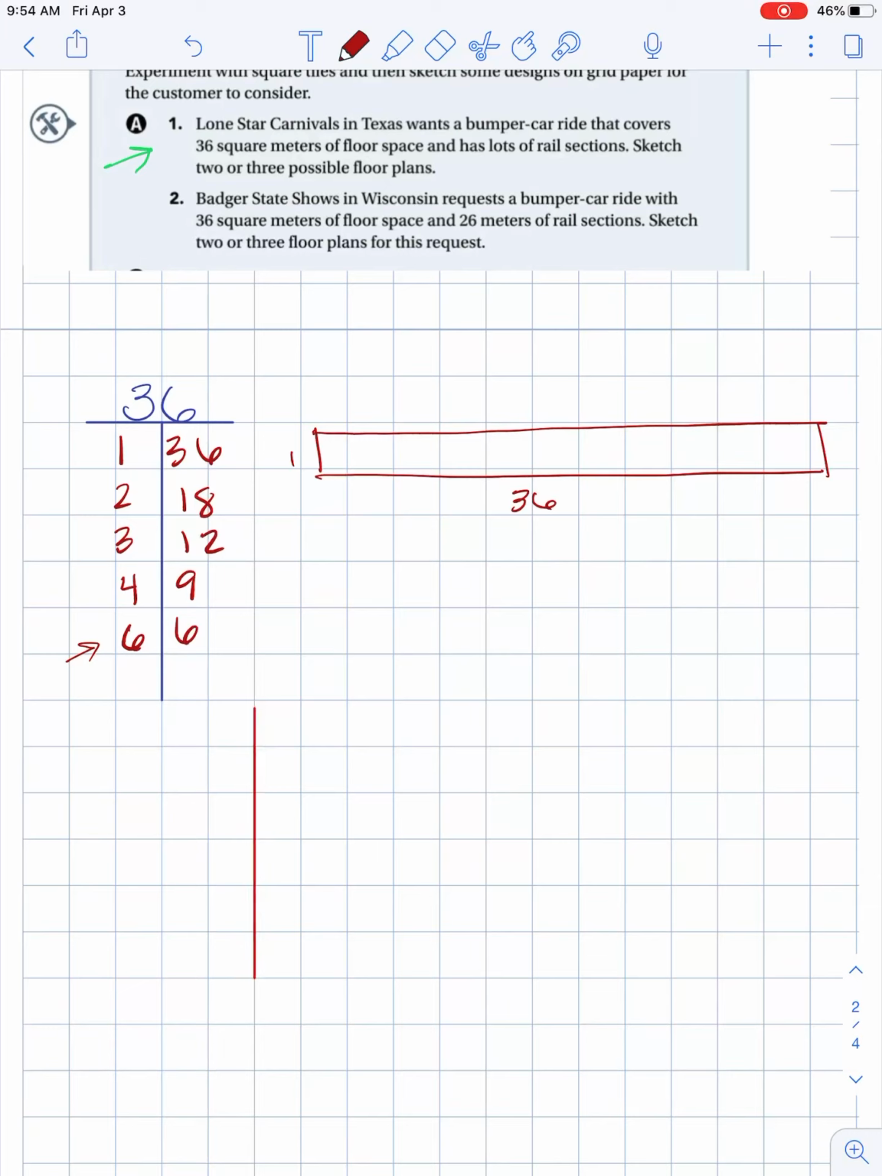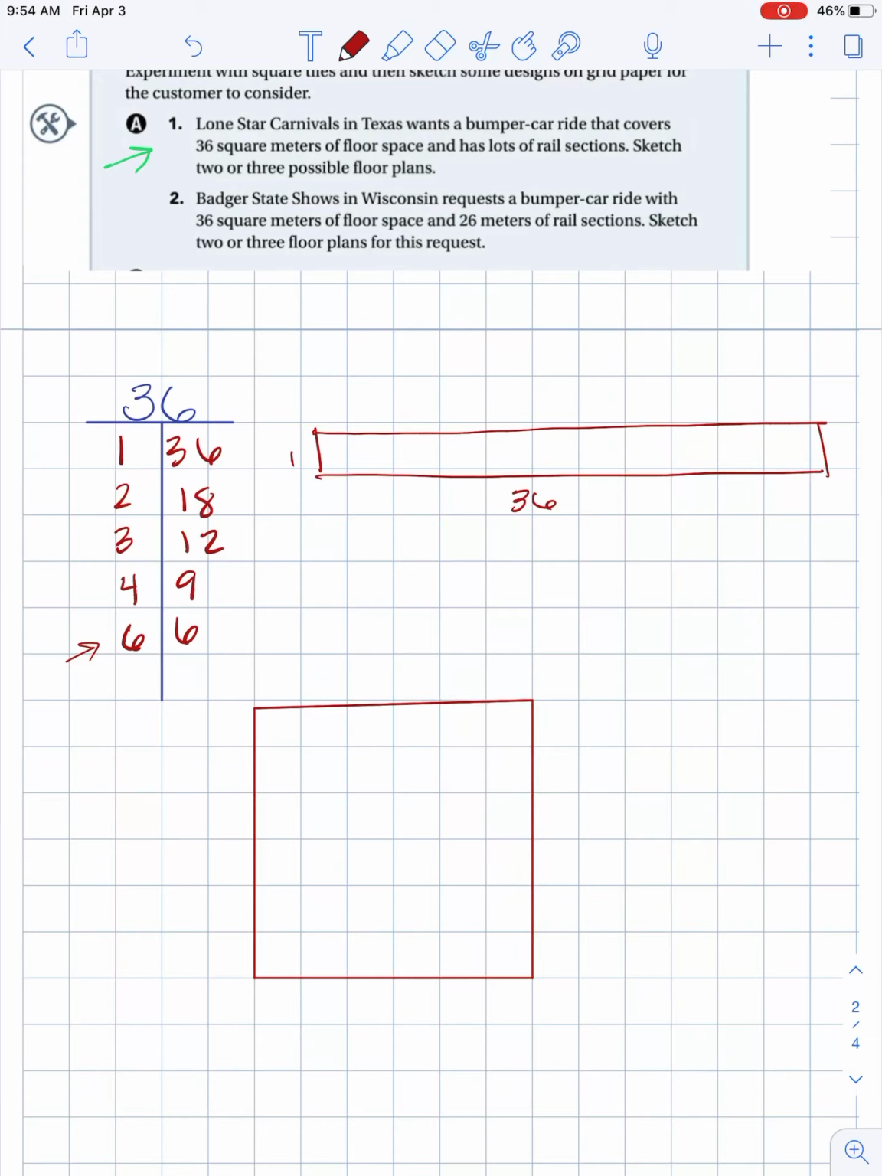1, 2, 3, 4, 5, 6. 1, 2, 3, 4, 5, 6. Was that too many? No. 1, 2, 3, 4, 5, 6. Oh, Mrs. Ritter, I did too many. There we go. Got it. Boom.